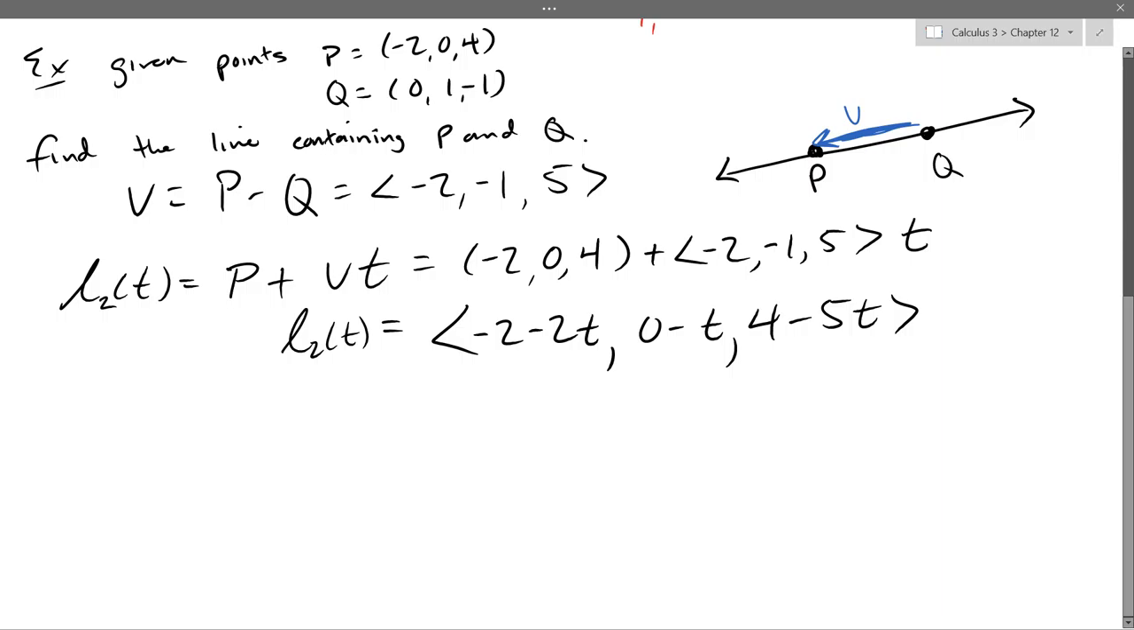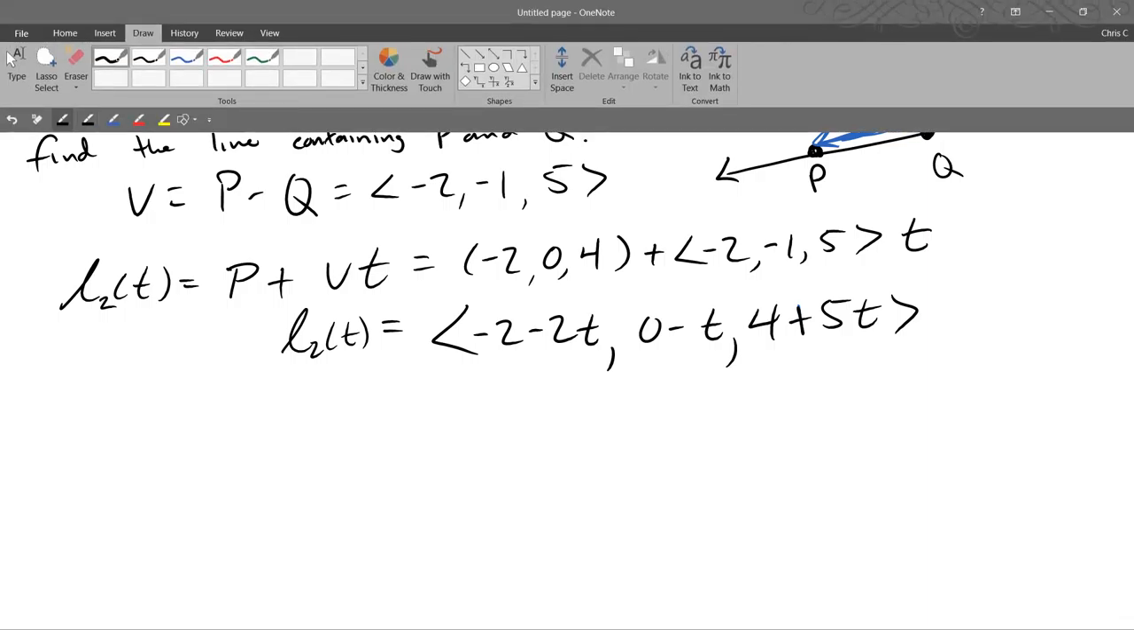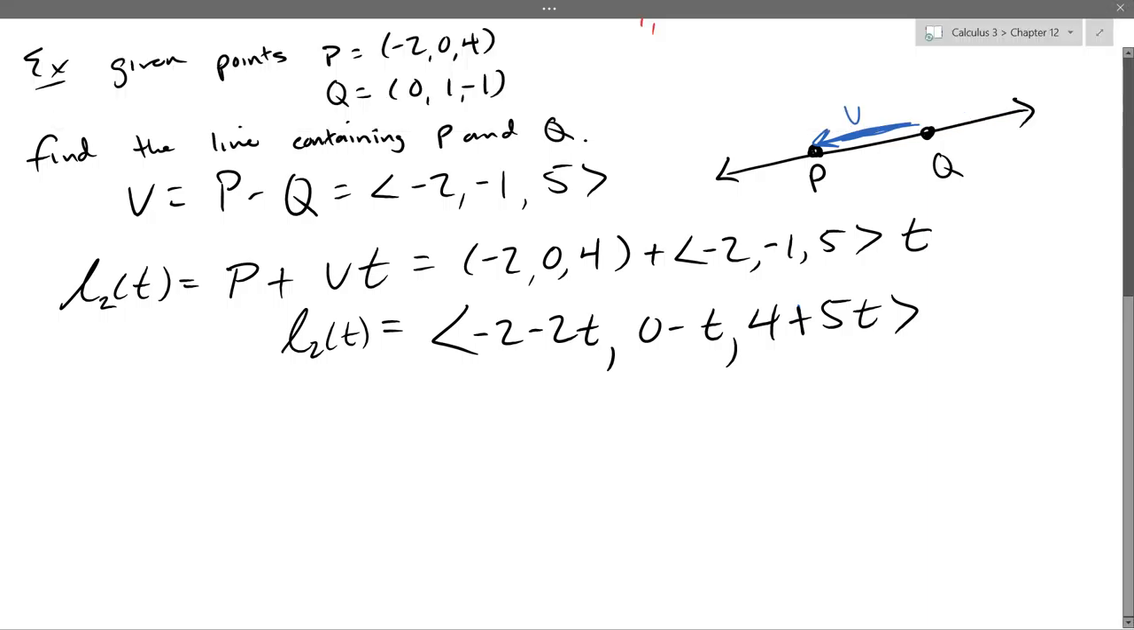So if you use point P as your initial point, how is your line different from my line? So your vector v is negative my vector v. No matter what you did, your vector v should either be plus or minus my vector v. If it's not, one of us is wrong. Hopefully it's not me. Yeah? Plus. Yeah, should be plus.